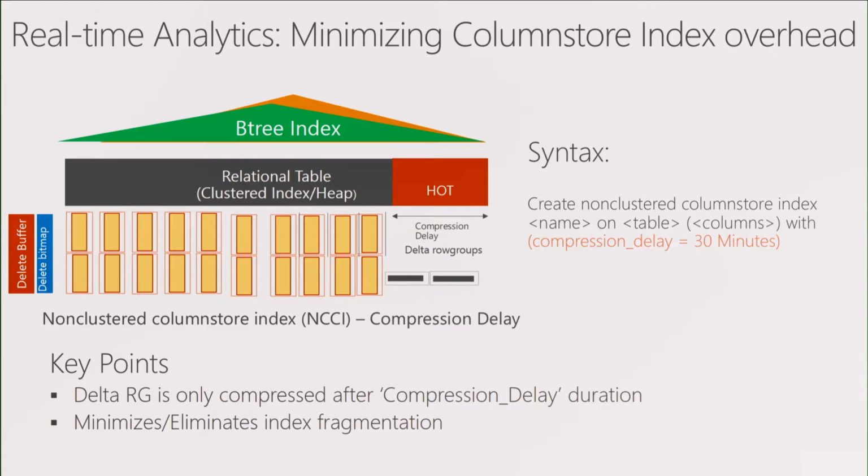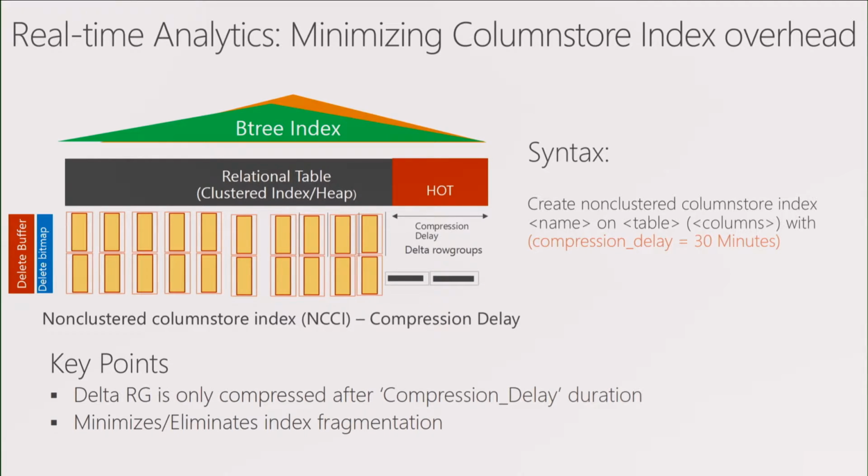Question on this compression delay. Make sure I understand correctly. With the 30-minute example, every 30 minutes it will compress whatever rows have been added, or is it a 30-minute delay on the individual rows themselves? So the question is, with the compression delay, does the 30 minutes mean every 30 minutes we'll compress whatever we've got, or does each individual row have a 30-minute timer?